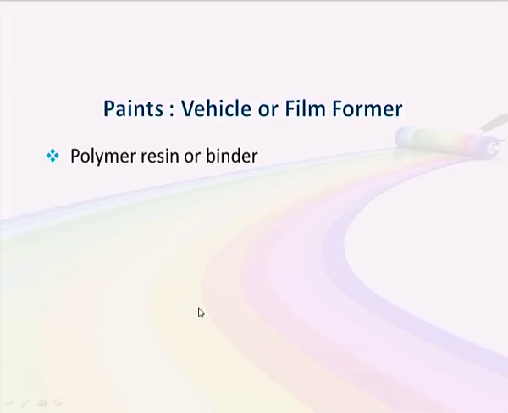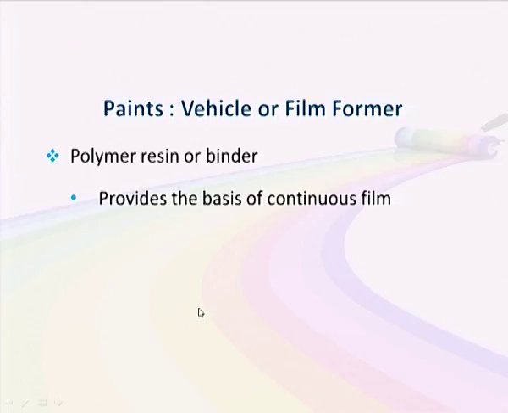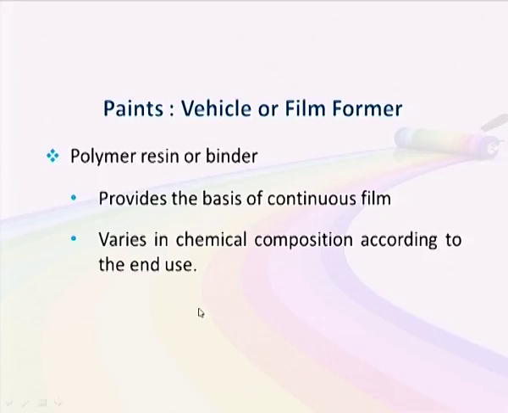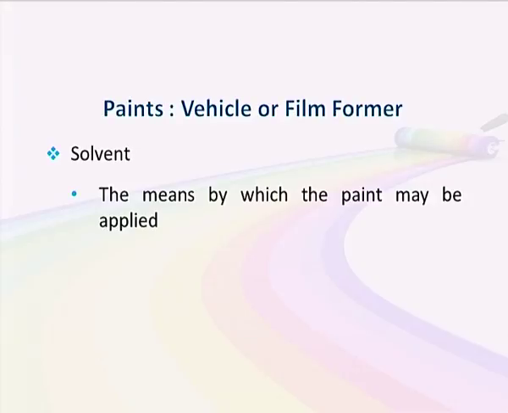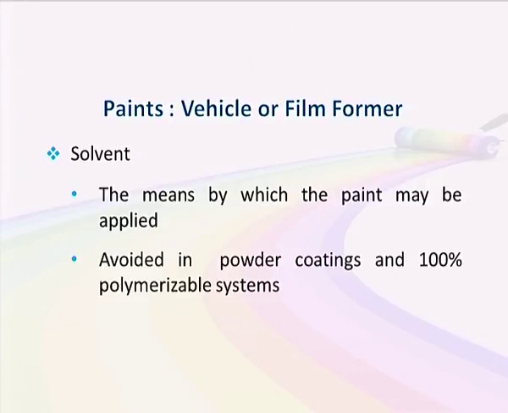Now, we will see what the vehicle or film former is. This is basically a polymer resin or binder. It provides the basis of a continuous film, which is very important. It varies in chemical composition according to the end use. Another component of vehicle is solvent. Solvent is the means by which the paint may be applied. Solvent is not present in the case of powder coatings or in the case of 100% polymerizable systems.